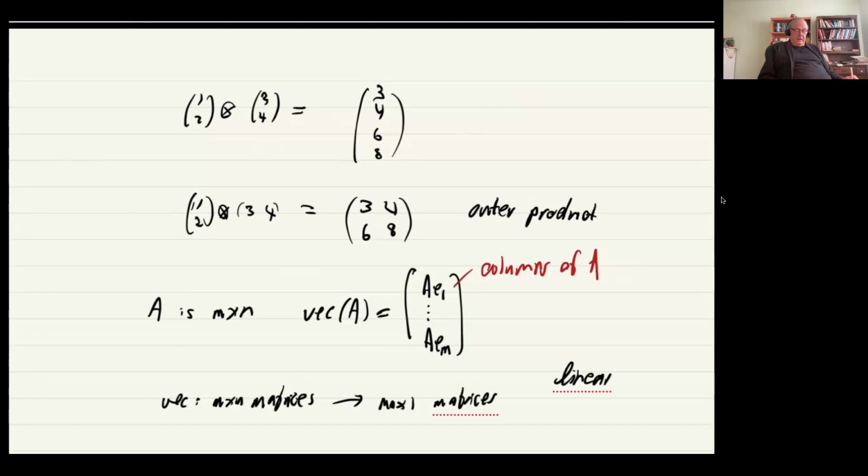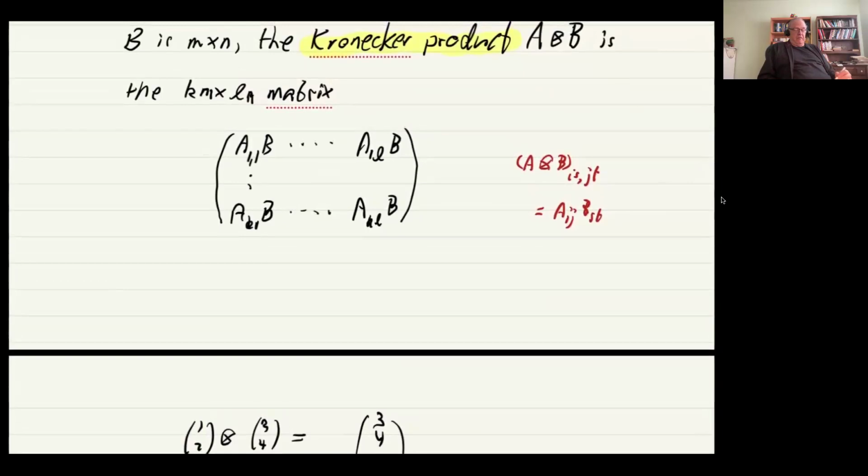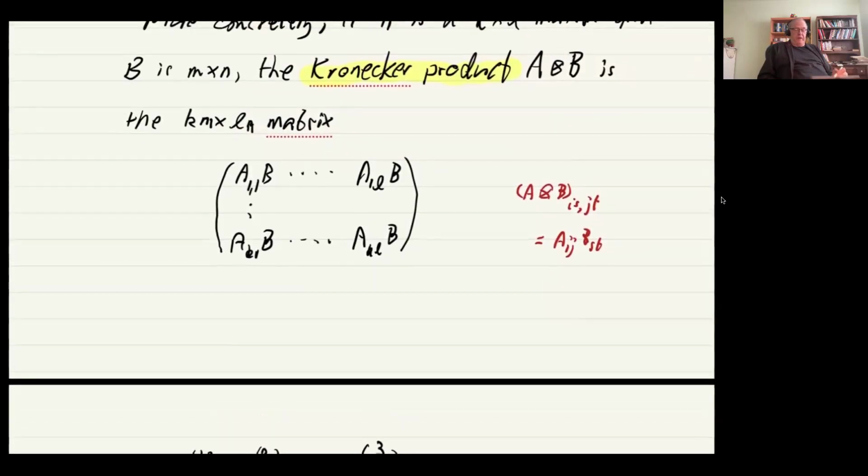The other comment I want to make is that if you're dealing with the Kronecker product of two matrices and you want to know what the entries are, the formula is written down here. The problem is that you don't really want to think of the rows and columns as being indexed by integers. You want to think of the rows and columns as being indexed by ordered pairs of integers.